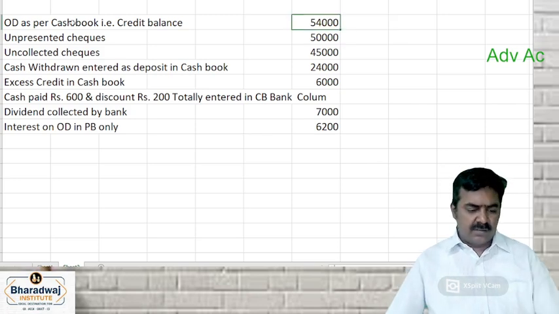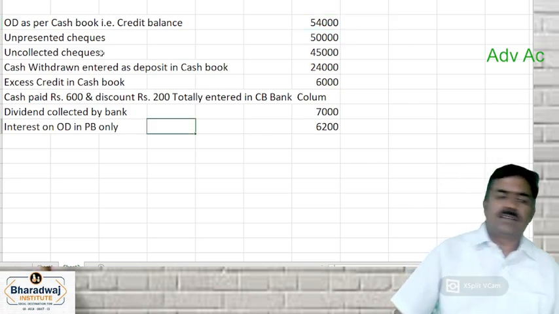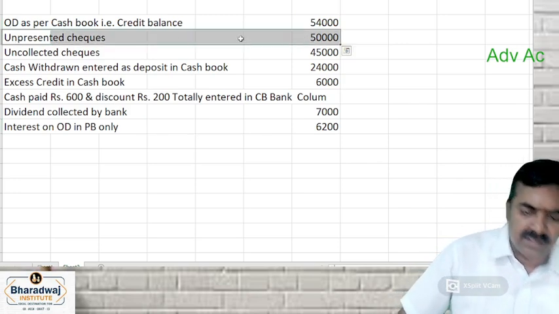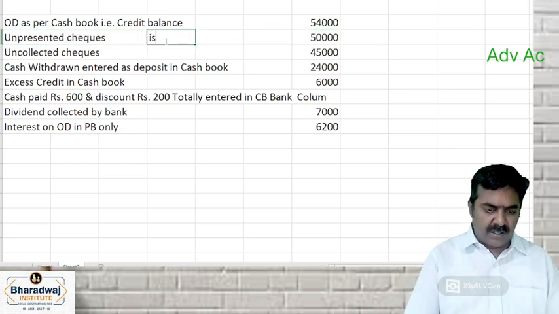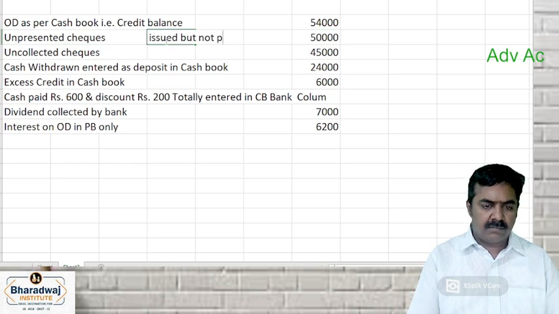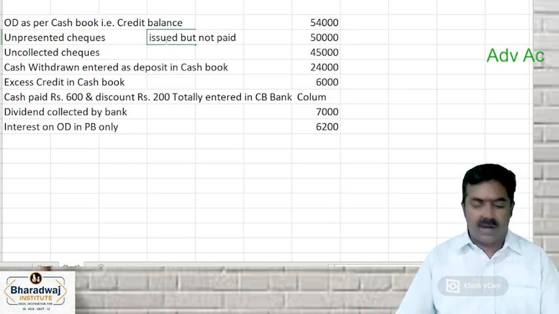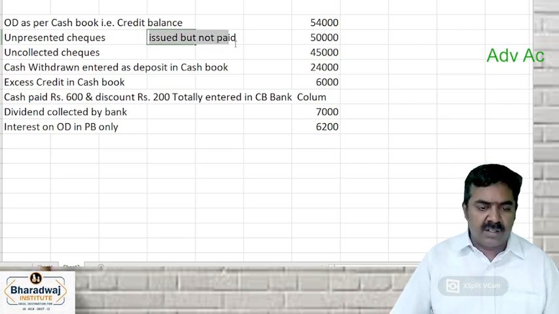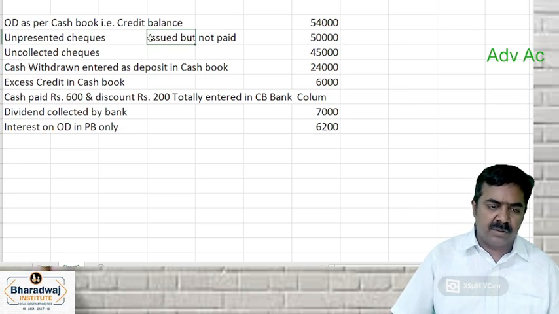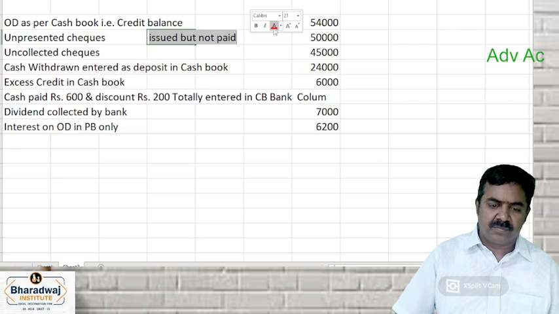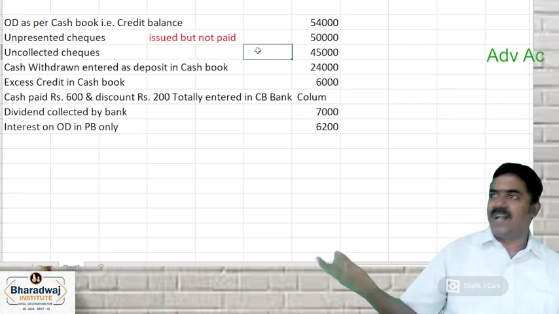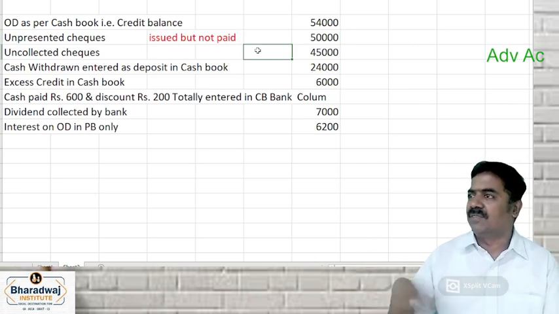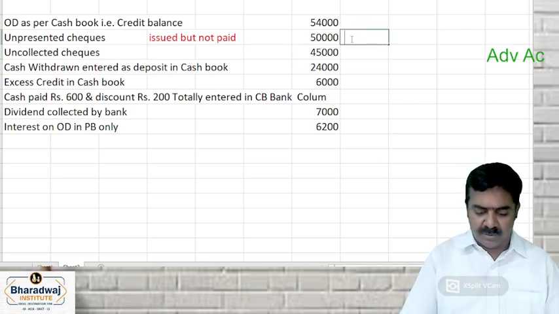OD as per cash book. Unpresented check. What do you mean by unpresented check? Issued but not paid. What we would have done in cash book? We would have deducted. Banker has deducted? No. We should add it. We have deducted. Customer நம்ம deduct பண்ணிருக்கோம். Bank deduct பண்ணல. Normal ஆனது என்ன பண்ணணும்? You have to add it. But OD starting point, what to do?